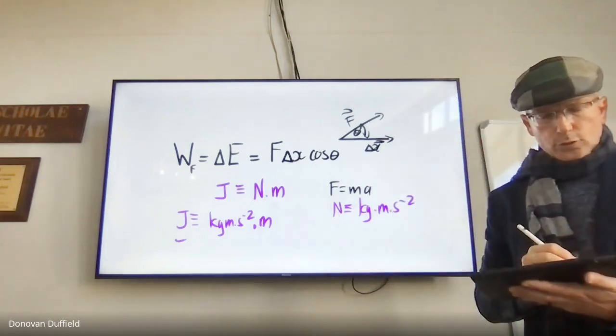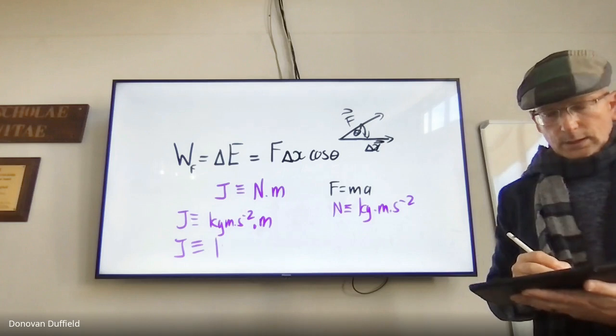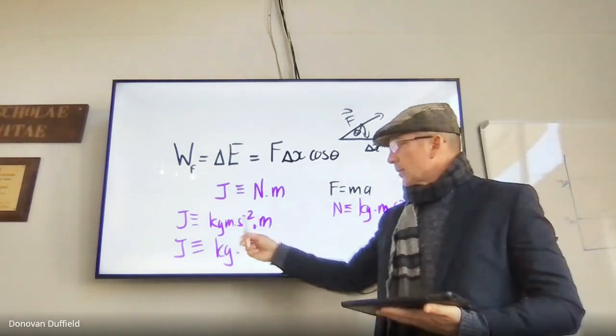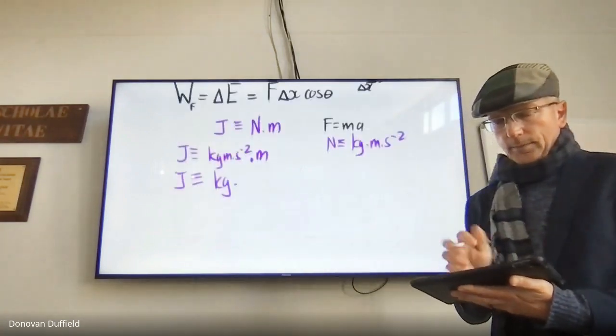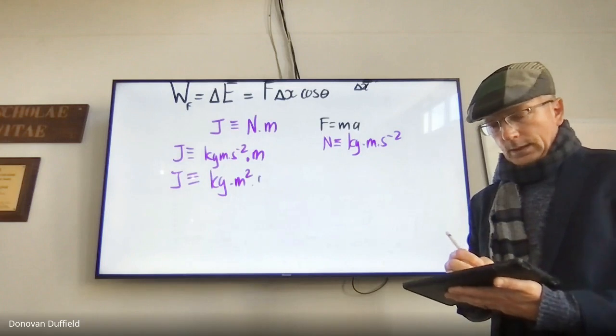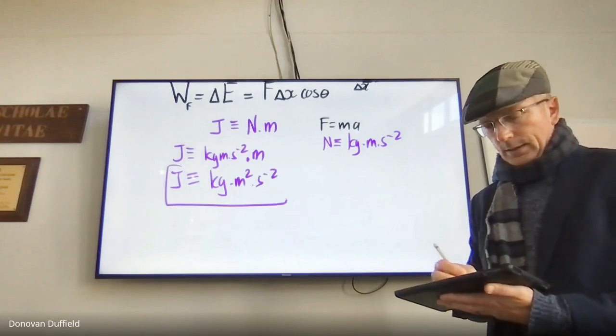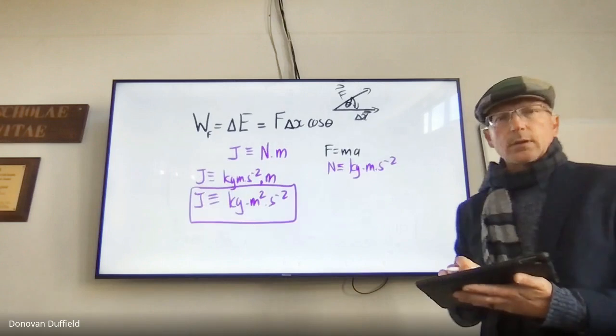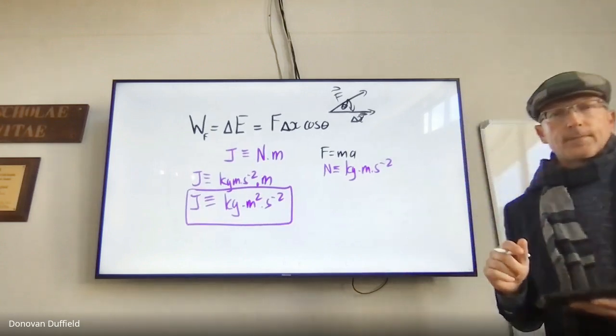So therefore, joules is equivalent to kilograms, meter times meter is meters squared, second to the minus 2. And so we get the same result even though we used a different equation.